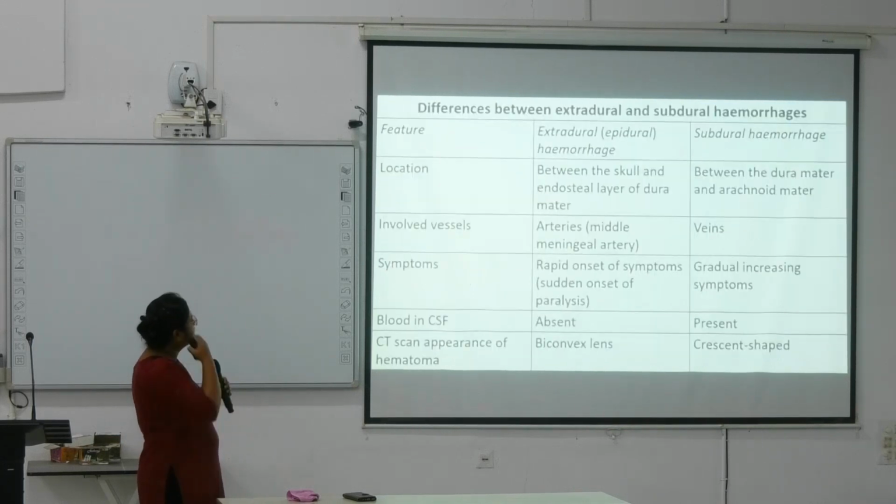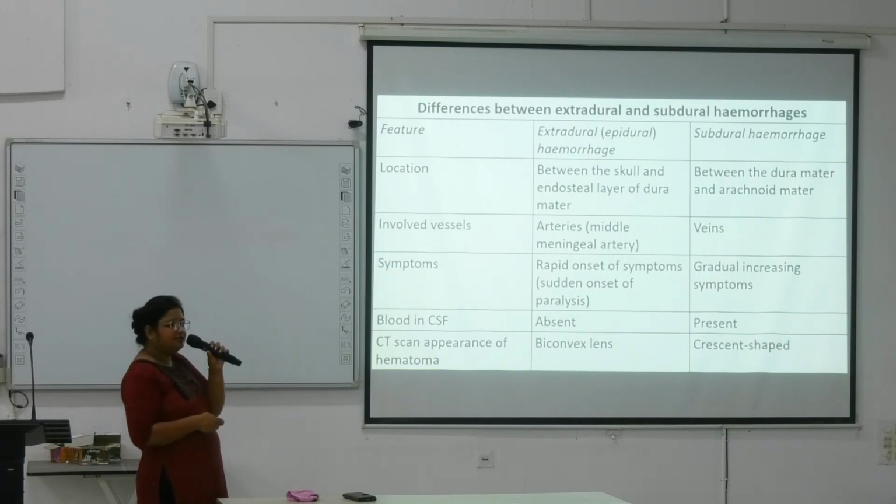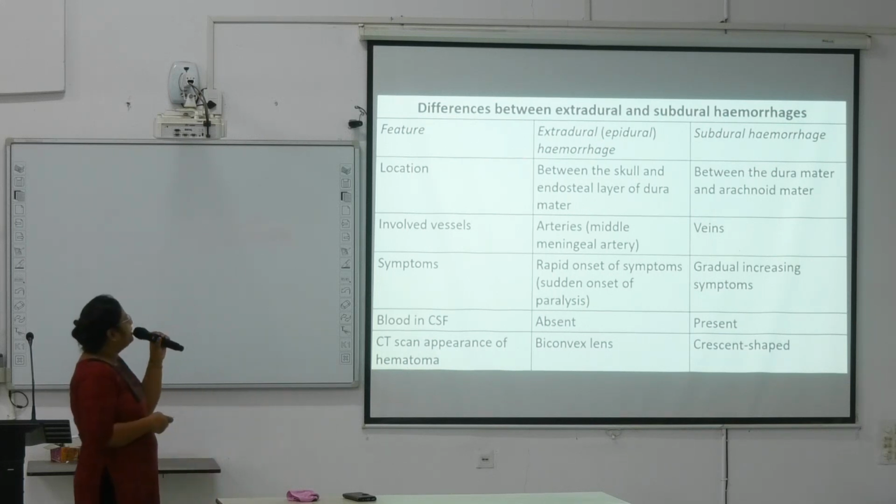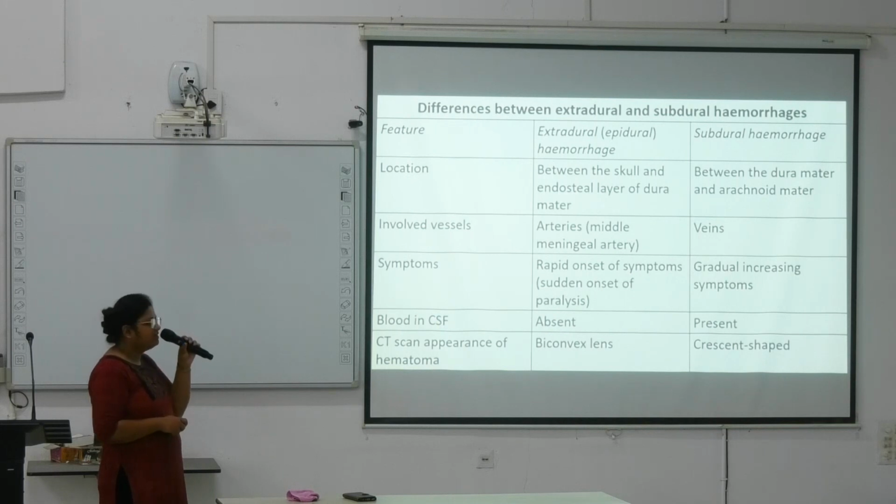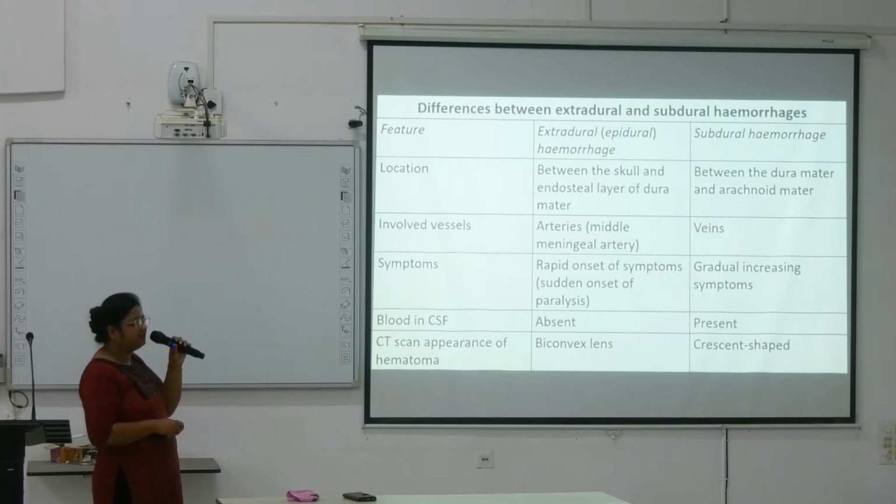Next, two types of hemorrhages are important: extradural hemorrhage and subdural hemorrhage. Extradural hemorrhage occurs between the skull and the endosteal layer of dura mater. Subdural hemorrhage occurs between the dura mater and arachnoid mater. The involved vessel for extradural hemorrhage is the arteries, the middle meningeal artery, and for subdural hemorrhage, many veins are involved. Symptoms: there is rapid onset of symptoms, that is sudden onset of paralysis, in extradural hemorrhage, okay, like in stroke, and in subdural hemorrhage there are gradually increasing symptoms.